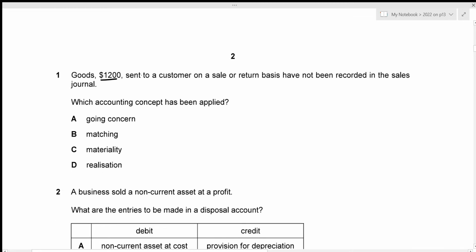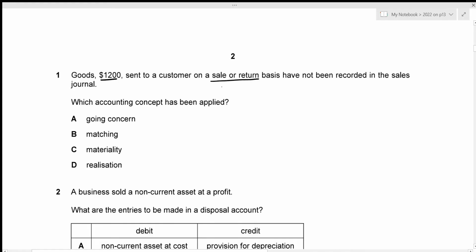Goods worth 1200 sent to a customer on a sale or return basis have not been recorded in the sales journal. Which accounting concept has been applied? Okay, we are basically talking about not recording the transaction as sales when we send goods to a customer on a sale or return basis. And this is obviously the realization concept, since we record this transaction as sales only when the customer acknowledges it as the goods they bought, right?